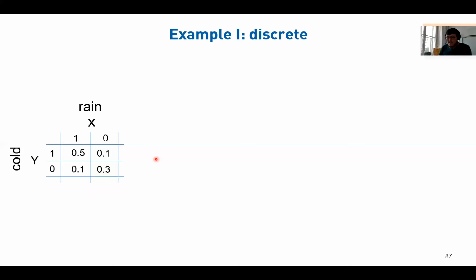Question number one. We have four numbers here, 0.5, 0.1, 0.1, 0.3. What are they? Are they conditional probability? Are they joint probability? Are they marginal probability? You can just write down in the chat box. I only have this chat box. What are they?